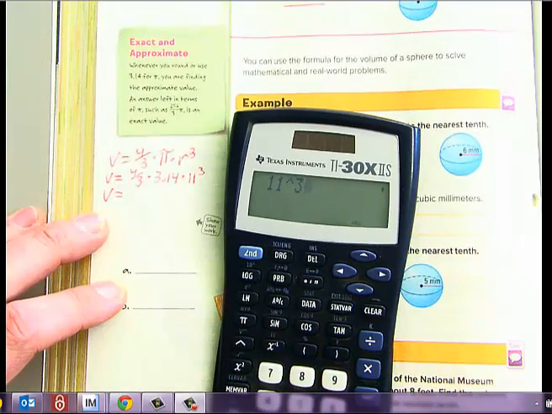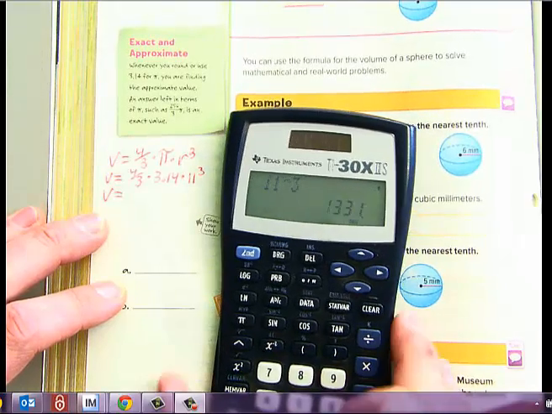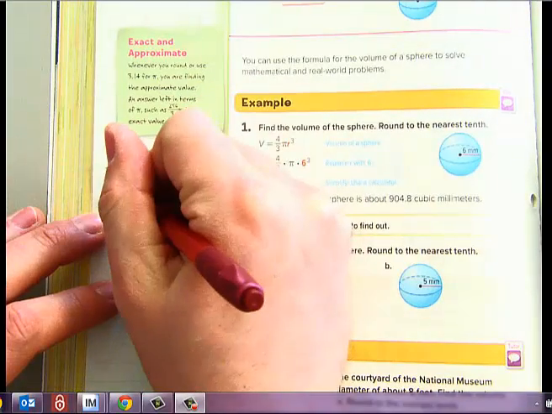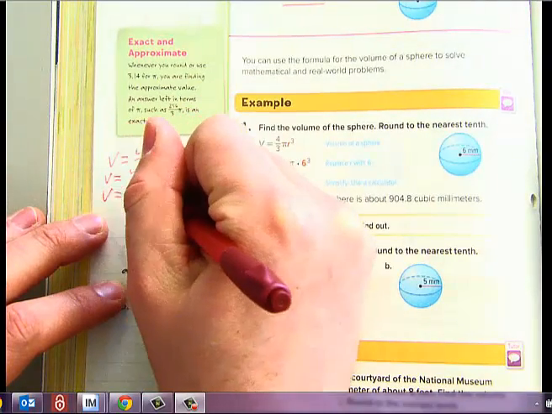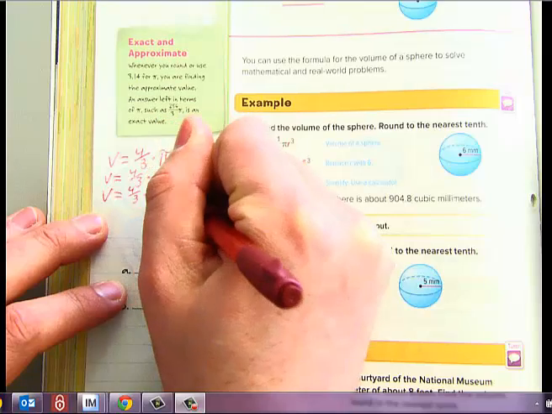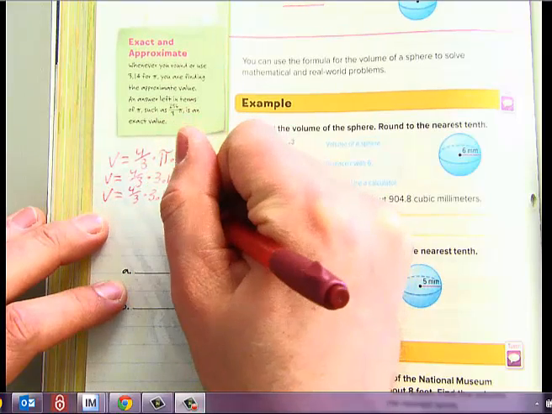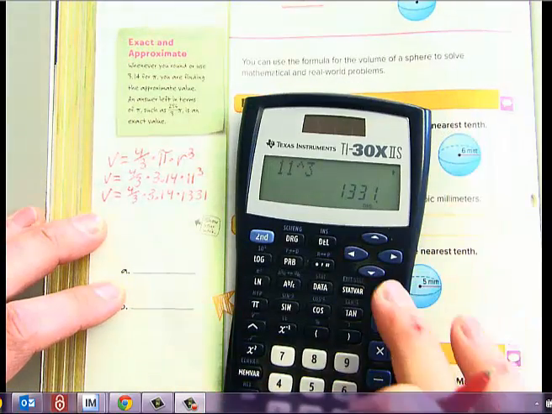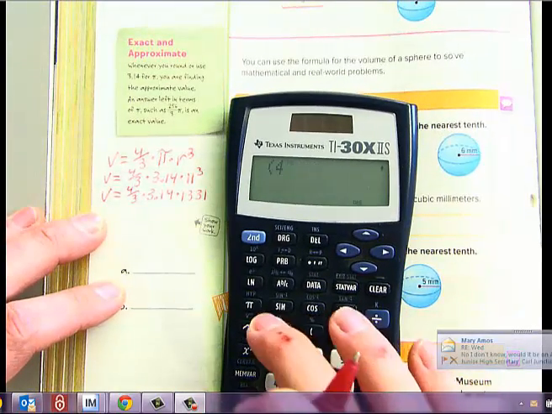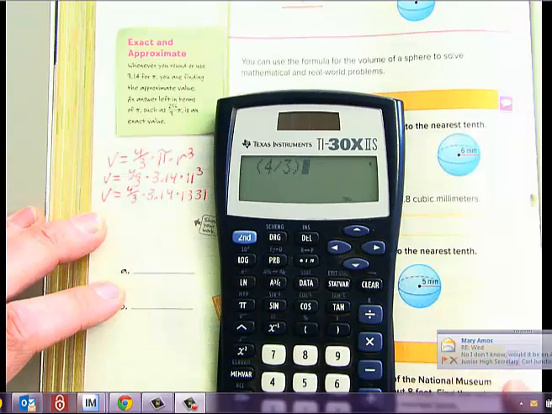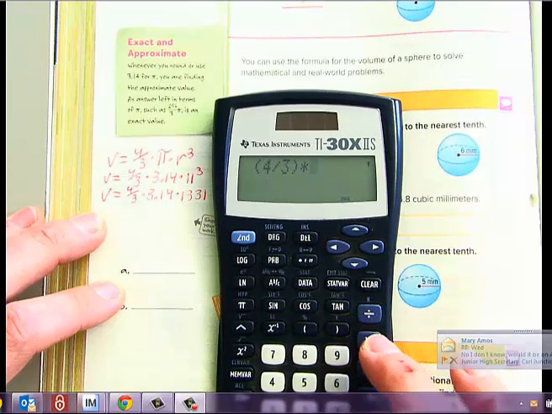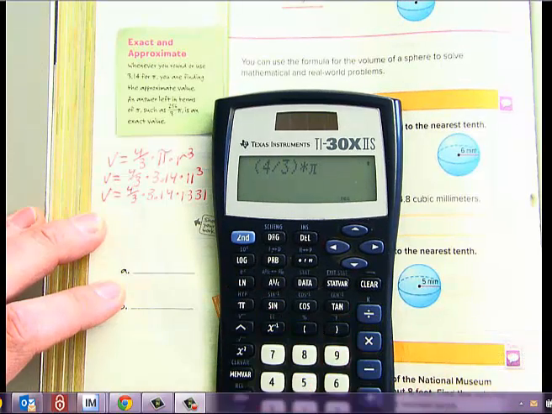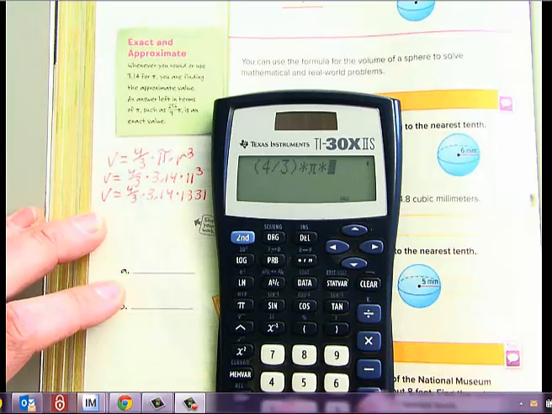So I do 11 to the third power, and I get 1331. So now I have 4/3 times 3.14 times the 1331. Now I have all that, and I'm going to multiply it all at once. So I have 4/3, 4 divided by 3 in parentheses, times, now I'm not going to use 3.14, I'm going to use the pi button, times 1331.